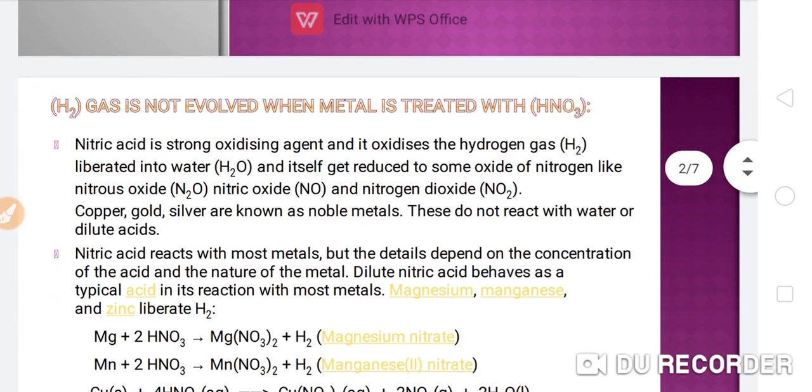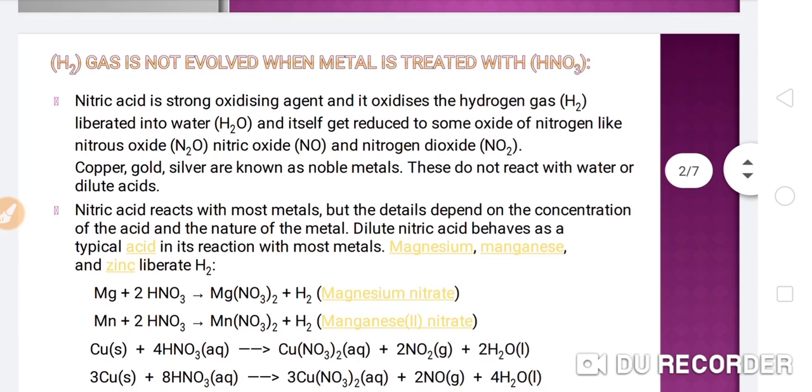The first point which we have to discuss in this video is that hydrogen gas is not evolved when a metal is treated with nitric acid. So why is hydrogen not evolving when metals react with nitric acid? As we know, dilute acids, when reacting with metals, have a tendency to evolve hydrogen gas during the chemical reaction. But in the case of nitric acid, why is hydrogen gas not evolving? So let's see, students, what is the reason behind it.